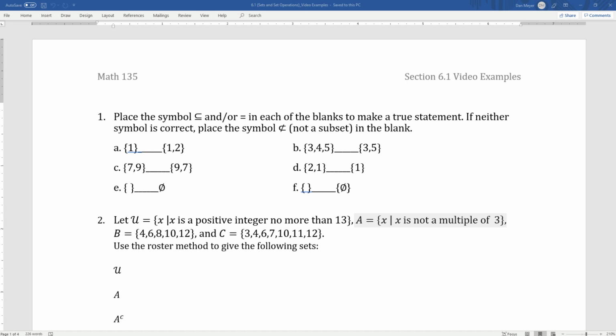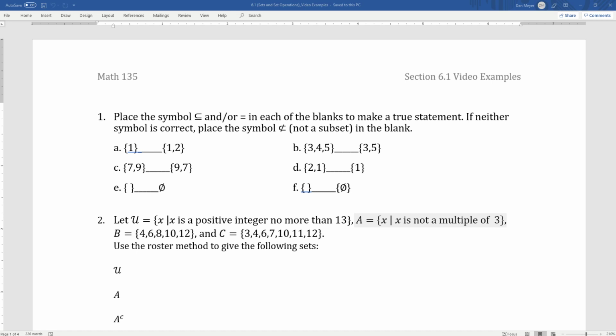In this video we're going to look at some examples from section 6.1. These examples are hopefully going to help you understand the concepts from 6.1 a little bit better, as well as work through some problems that are comparable to your homework problems. Not all of these problems are comparable to homework problems, but some of them are.